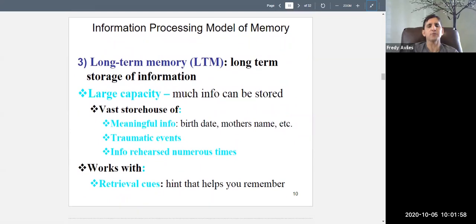If you do enough rehearsal, if you repeat the information over and over again, or if you engage in what's called elaborative rehearsal, you could get information into what's called long-term memory. Long-term memory, as the name implies, is long-term storage of information. That's when you can remember things for a long time. Long-term memory has a large capacity. It can store a lot of information. It's a vast storehouse of a lot of meaningful information.